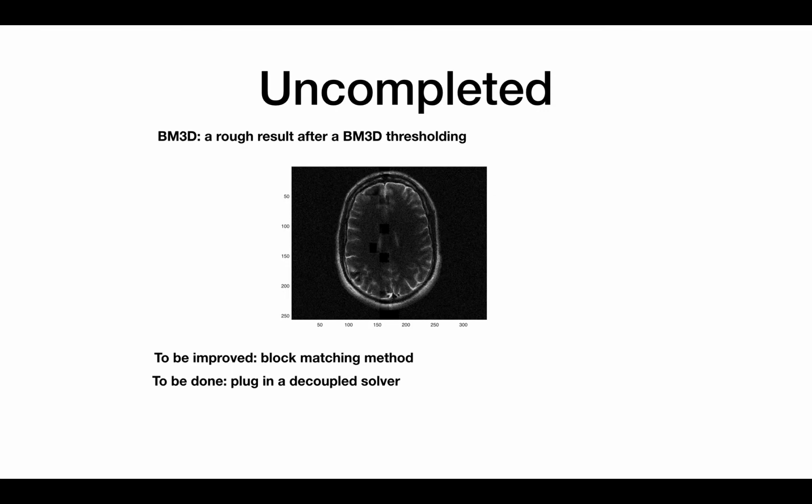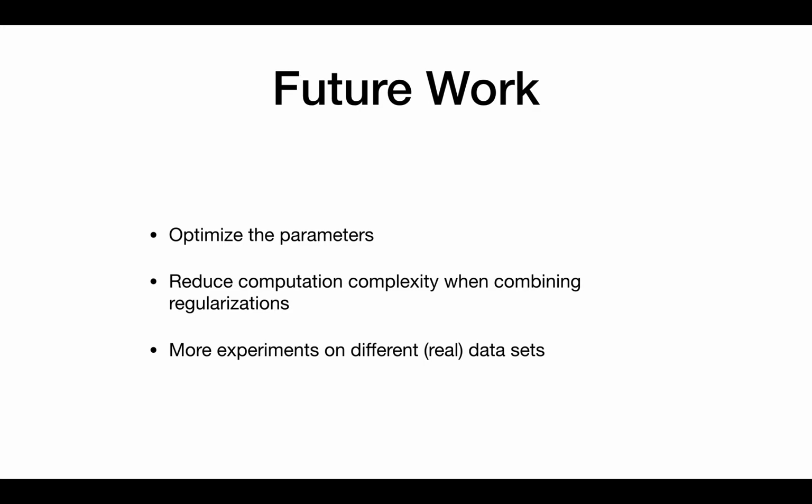We can see that some blocks have some unrealistically good denoising effect, but maybe I can improve the block matching method and try to plug it into a decoupled solver in the future. And the other things that we can do are to optimize the parameters and reduce the computation complexity, and of course do more experiments on different real data sets. And that's it.